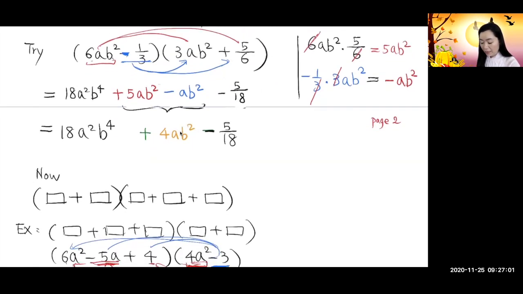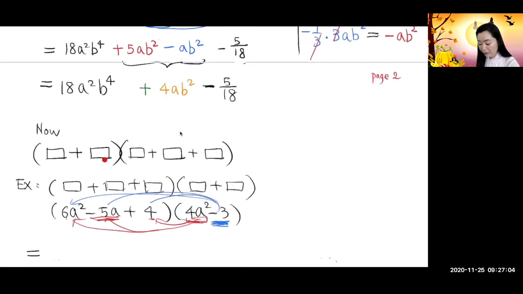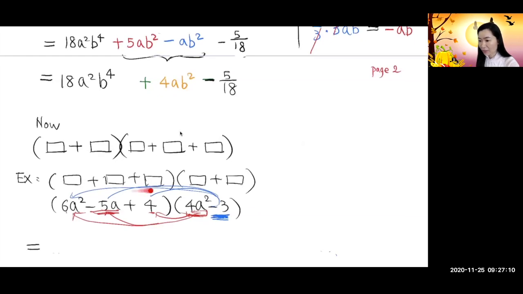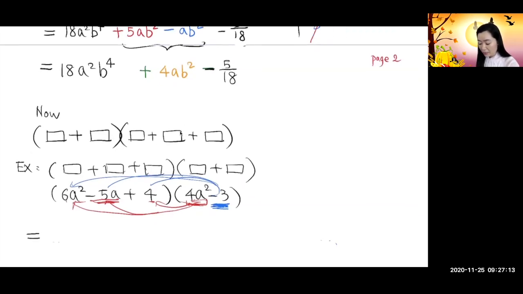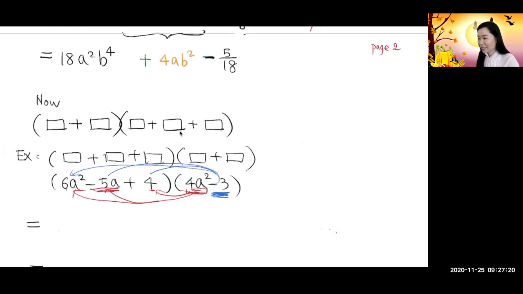Now we're going to multiply binomial with trinomial. So 2 terms times 3 terms, or 3 terms times 2 terms. When you have this trinomial times binomial, for me it is a little bit easier to distribute the shorter one, the binomial, which has fewer terms, only 2 terms. This one has 3 terms. So I normally take this one and distribute. I take the first term of this binomial and multiply it by each term in this trinomial.